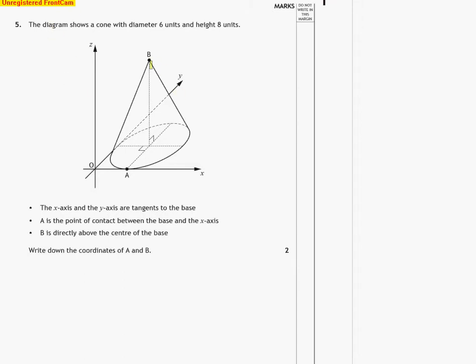Again, the SQs have to try and dress up the same subject matter in different ways. Okay, and this is really just counting blocks. Actually, something that people have been doing from a very young age, but it's just dressed up in a different way. Okay, so we've got a cone, and the base of the cone has got a diameter of 6 units. Okay, diameter of 6, and it's got a height of 8.